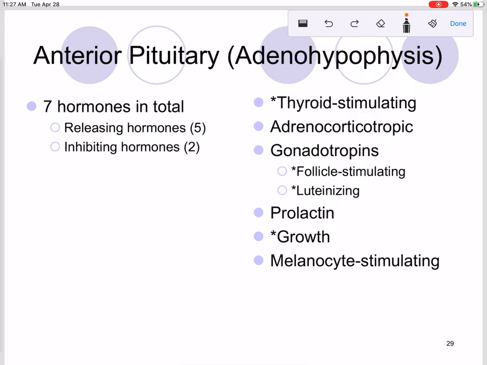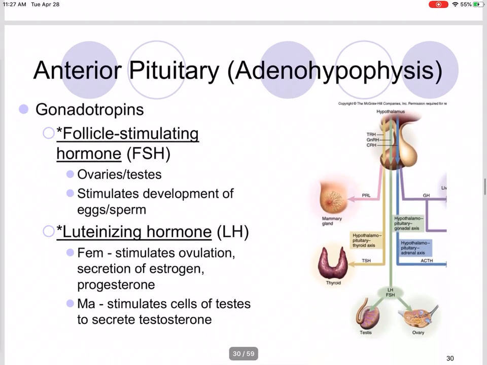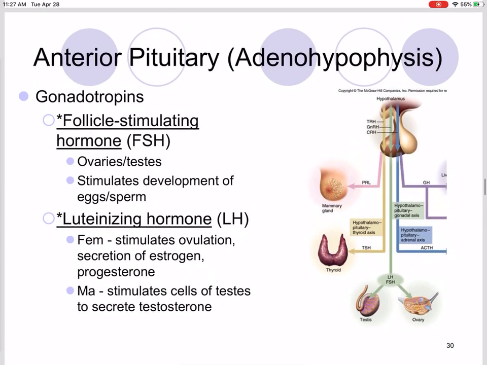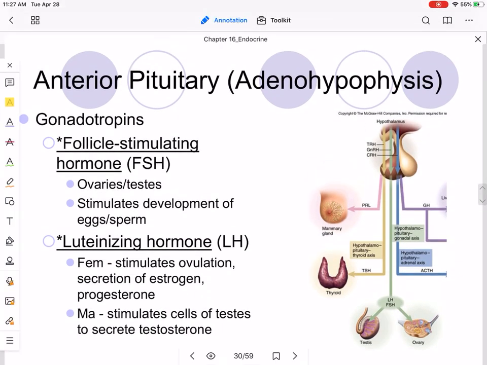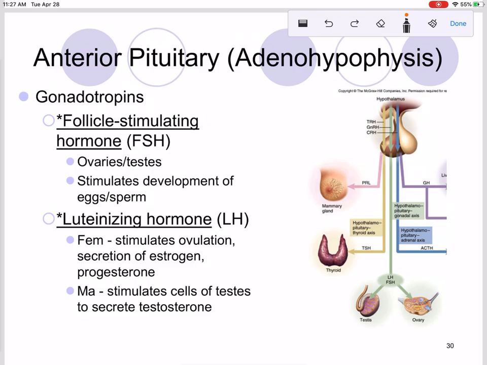So our first example of this is the anterior pituitary gland. It releases in total 7 hormones. You only have to know 1, 2, 3, 4. So I'd like you to know the thyroid stimulating hormone, follicle stimulating hormone, luteinizing hormone, and growth hormone.